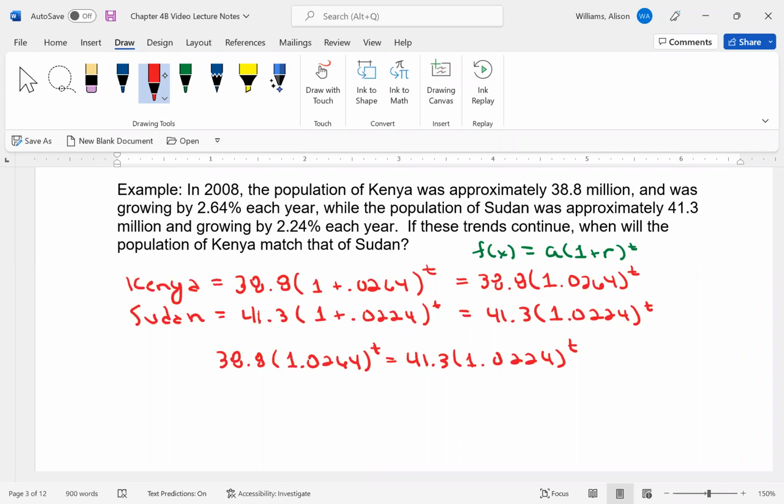Actually, you know what? I'm not going to. I'm just going to take the logarithm of both sides. I'm going to have to use the log properties, but that's what I'm going to do. Take the log of both sides. And you can use any log. I'm just going to use the natural log just because it's quicker to write. So I'm going to take the natural log of both sides.